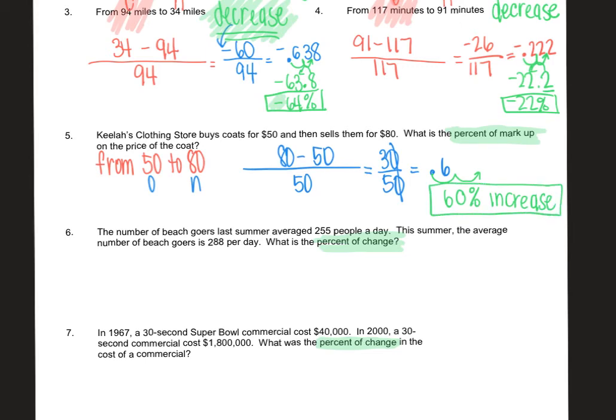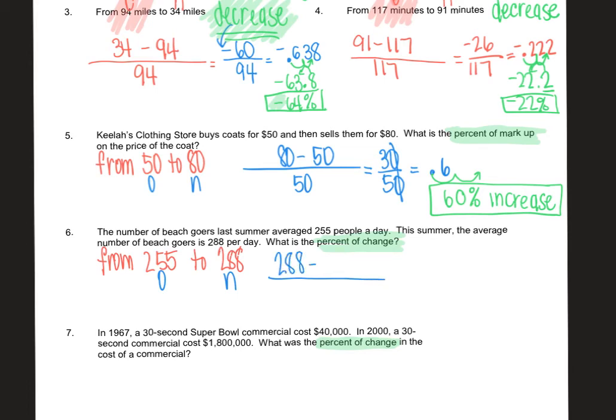All right, the number of beachgoers last summer averaged 255 people a day. This summer, the average number of beachgoers is 288 per day. So if I write it like I had up top, I went from 255 last year to 288 this year. Okay, again, you have to look for those keywords. So last year, this year means it started at 255, it's ending at 288. My original is 255, my new is 288. I set that up for myself.